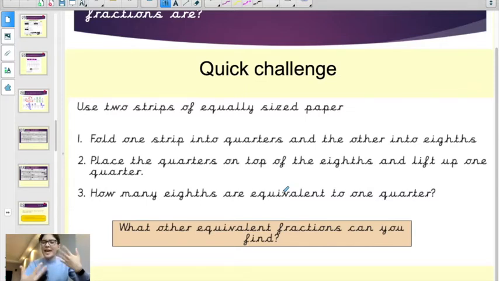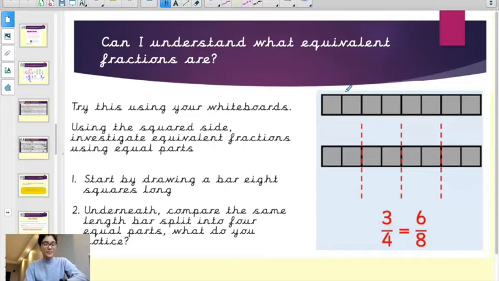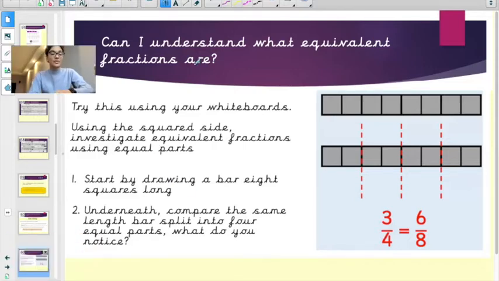Number 3, how many eighths are equivalent to 1 quarter? And then how many equivalent fractions can you find apart from the ones that we have just seen in this quick challenge? Try this using your whiteboards. Using the squared side, investigate equivalent fractions using equal parts. Number 1, start by drawing a bar that is 8 squares long, like this here. And then number 2, underneath, compare the same length bar split into 4 equal parts.